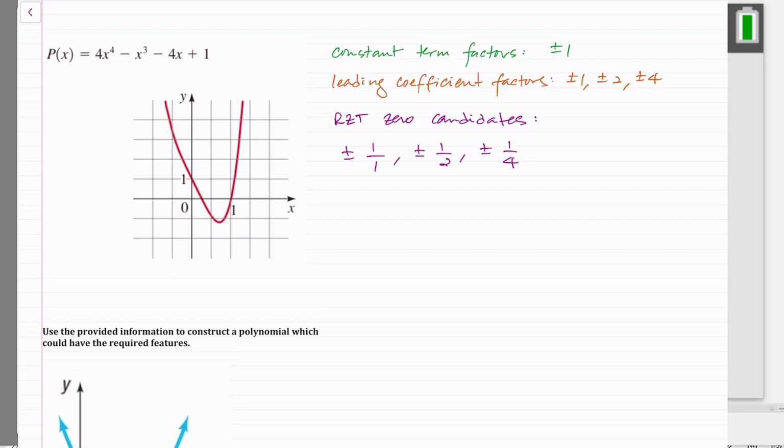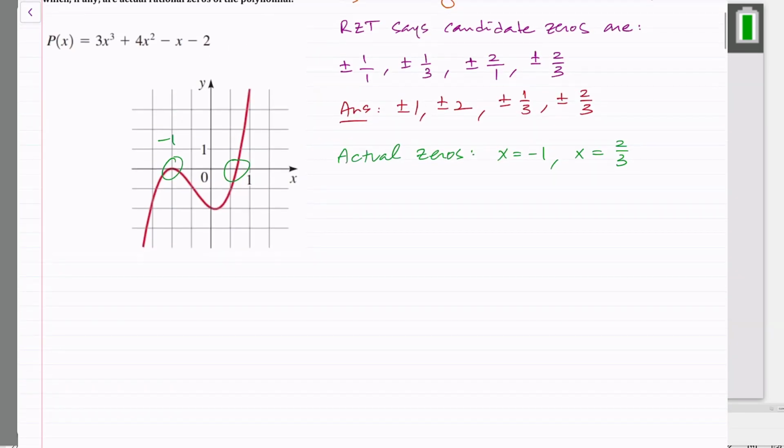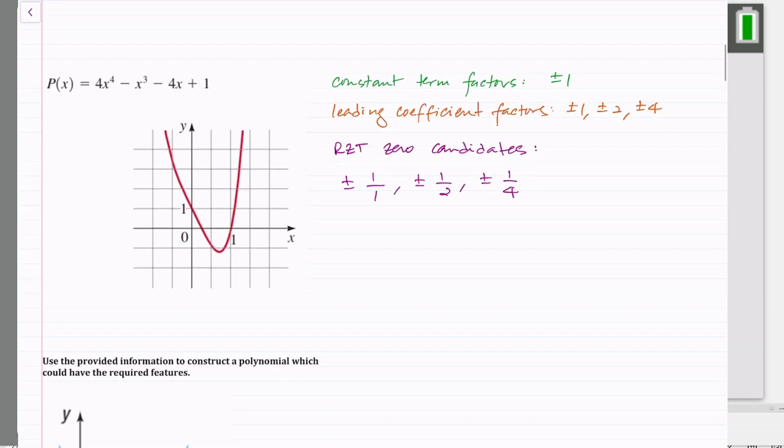And by the way, I didn't mention this previously, but it's worth mentioning. Notice how many zeros we're actually proposing here. We have 3 numbers listed, but they're positive and negative versions of each one. So in fact, we're proposing a total of 6 candidate zeros here. Likewise, for the example that we did before, we were proposing a total of 8 candidate zeros. And of those 8, only 2 ended up being actual zeros. And likewise, when you look at this example here, you can see that only 2 are going to be actual zeros.